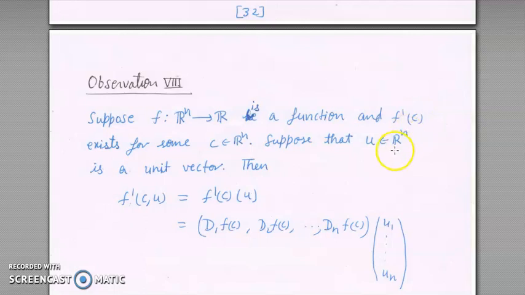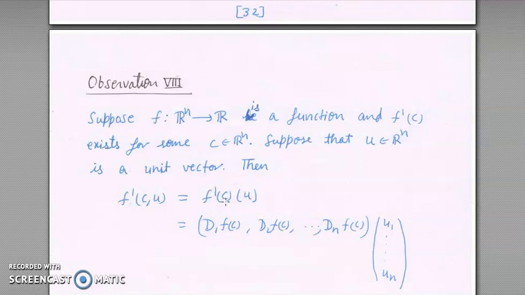Take a direction u in R^n, where u is actually a unit vector. Then what is f'(c; u)? It is f'(c) applied on u, that is, the image of u by f'(c).